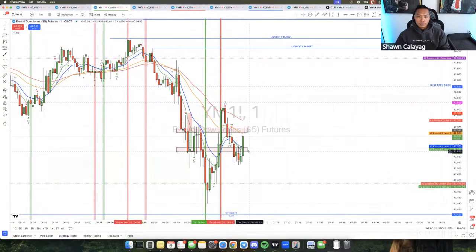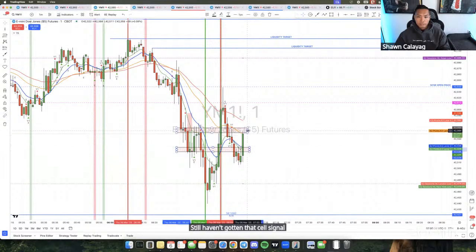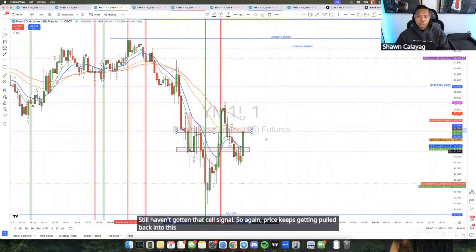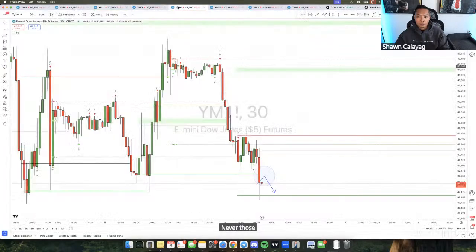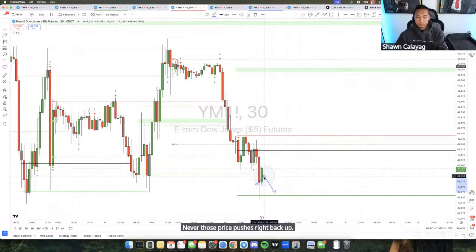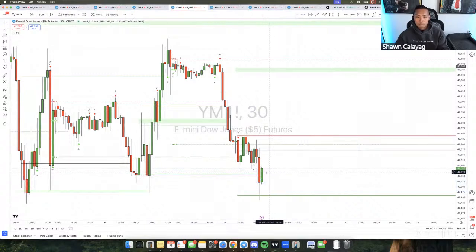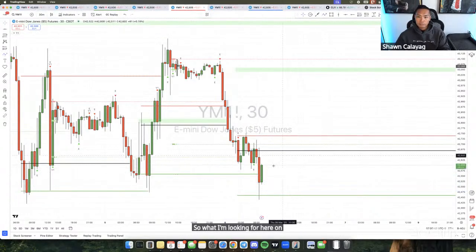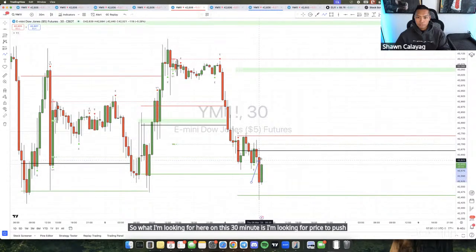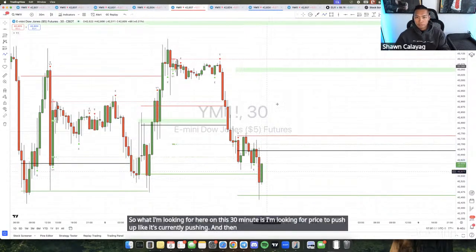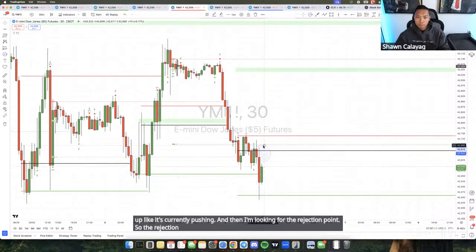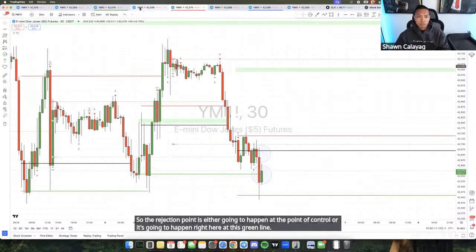Still haven't gotten that sell signal. So again, price keeps getting pulled back into this consolidation range right here. There goes, price pushes right back up. So what I'm looking for here on this 30-minute is I'm looking for price to push up like it's currently pushing, and then I'm looking for the rejection point. So the rejection point is either going to happen at the point of control or it's going to happen right here at this green line. That's kind of what I'm looking for.